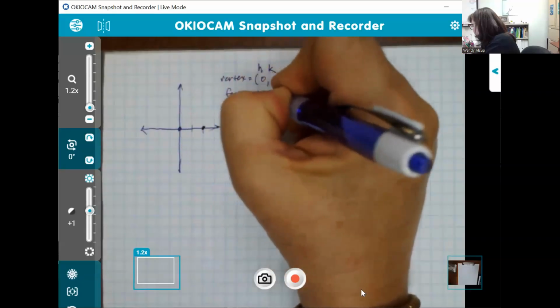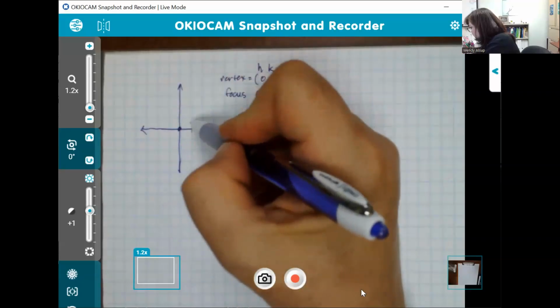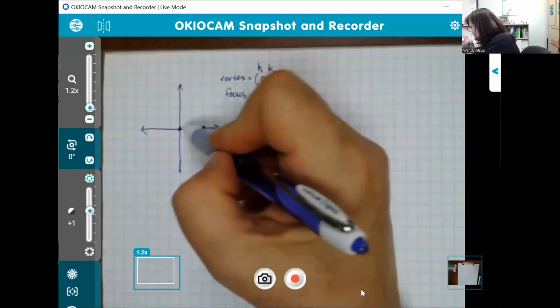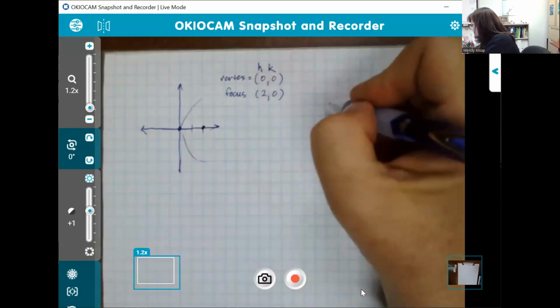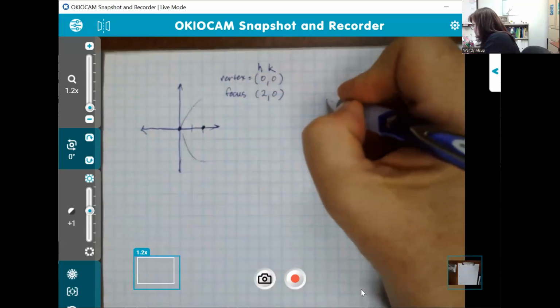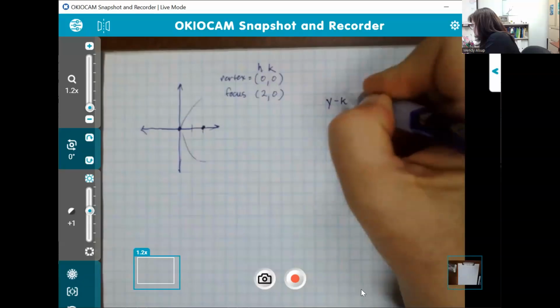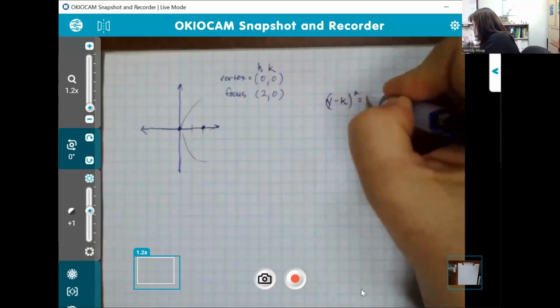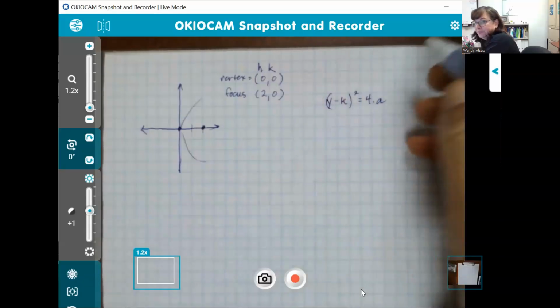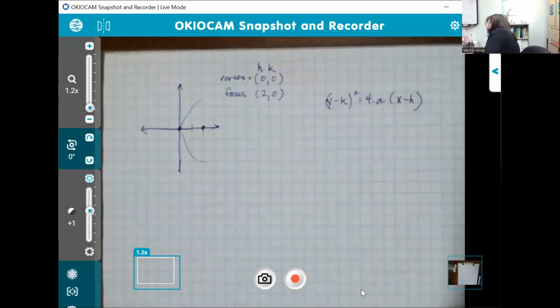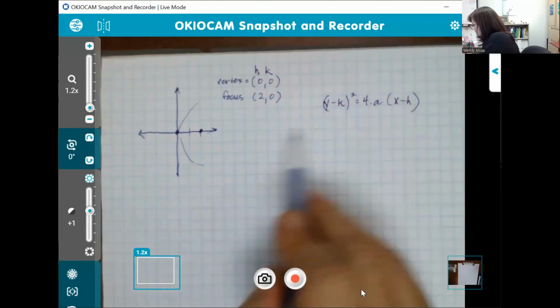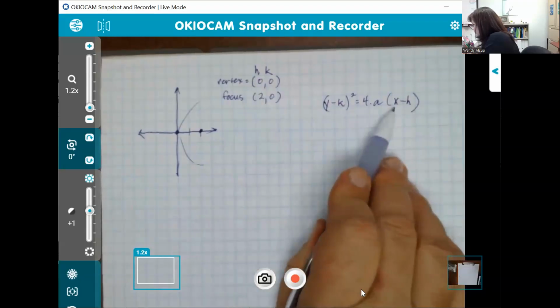If you have a vertex here and a focus here, then your graph is opening to the right. And so that's the kind that is y minus k all squared equals 4 times a times x minus h. So my h and my k are 0, 0.